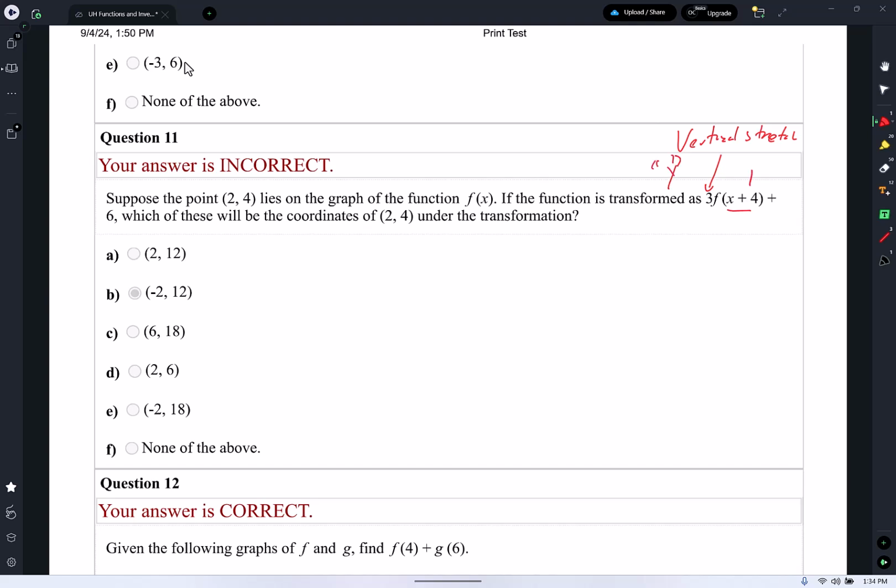This is a horizontal shift. I'm just going to write HS for horizontal shift, and it affects your x. And that plus 6 is a vertical shift. It affects your y. So let me rewrite it: 3 f of x plus 4 plus 6. Okay, what do you do first? Step 1, do the horizontal shift first.